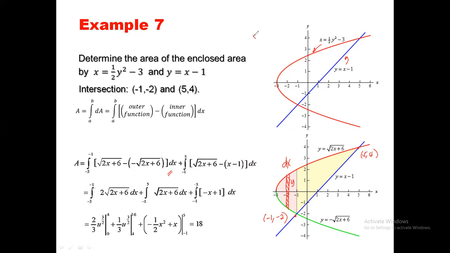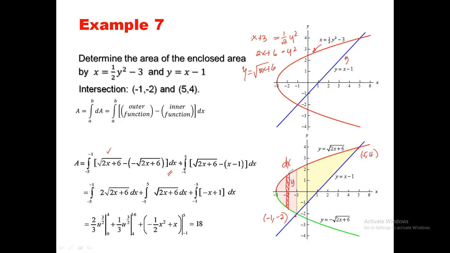So you will have x, transfer the 3 here, plus 3. That is equal to 1/2 y squared. Then transfer the 2 here. You will have 2x plus 6. You have y squared. And then y will be the square root of 2x plus 6. That's the reason why you see here y equal to the square root of 2x plus 6. And you get to see here square root of 2x plus 6.